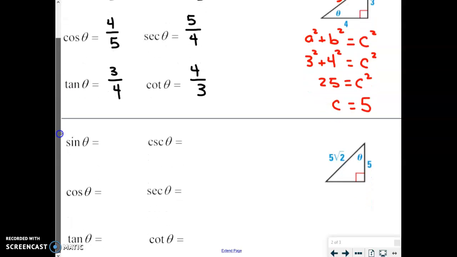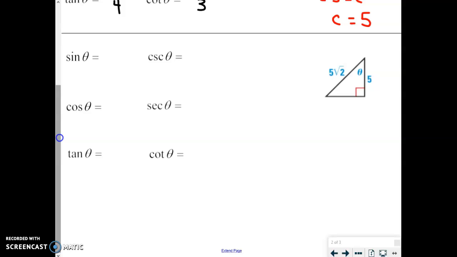Now, what if the missing side of our triangle is one of the legs? Then we would use the same Pythagorean theorem, but we'd adjust it in the following way. Instead of putting the legs together, it would be c squared, or the hypotenuse squared, minus the leg squared, or a squared, is equal to b squared, or the missing leg value. So in this case, that would give us 5 square roots of 2 squared minus 5 squared is equal to b squared.